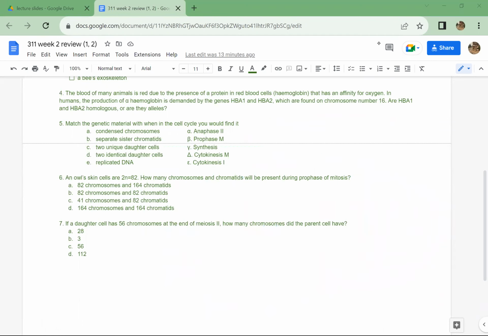That was hopefully some good foundation. Let's go to number 5. So I'll give you a second. Please match the genetic material that you find in this first column here, A, B, C, D, E, to the phase in the cell cycle where you'd find it. Feel free to draw them out.